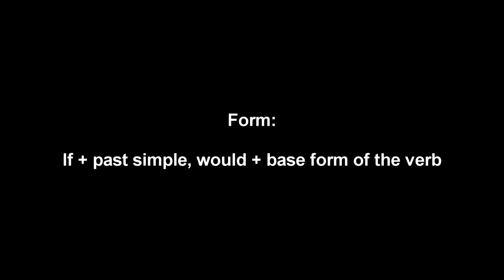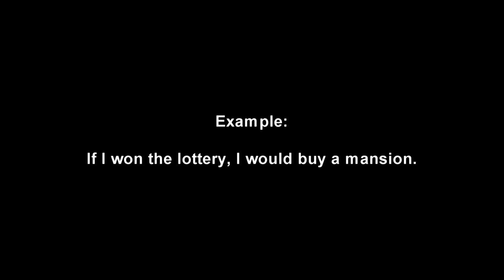3. Second conditional. The second conditional is used to talk about unreal or improbable situations in the present or future, often used to speculate or make hypothetical statements. Form. If plus past simple, would plus base form of the verb. Example: if I won the lottery, I would buy a mansion. This situation is unlikely or improbable, and the speaker is expressing what they would hypothetically do if it were to happen.